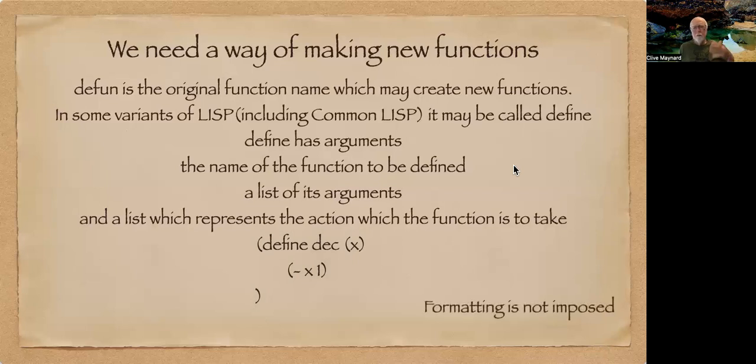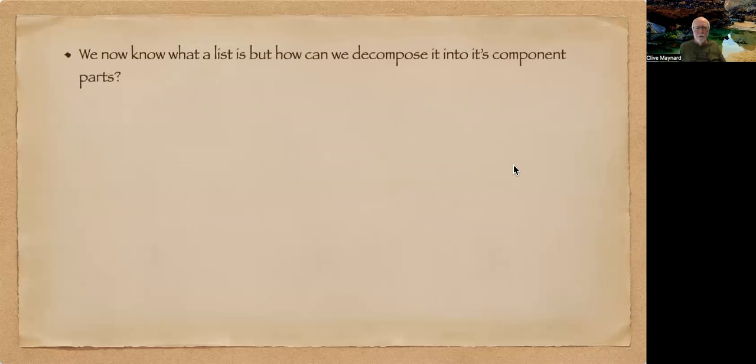Notice this formatting which I've done here makes it easy to read, but it is not imposed within the language. That is not a compulsory part of the representation. So we now know what a list is, but how can we decompose it into its component parts?